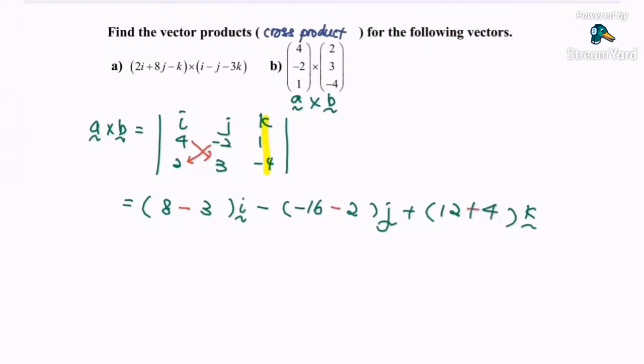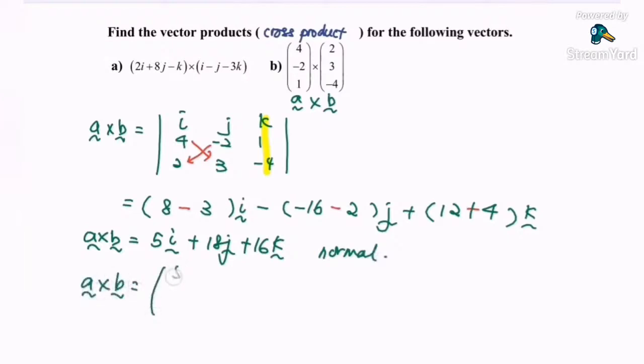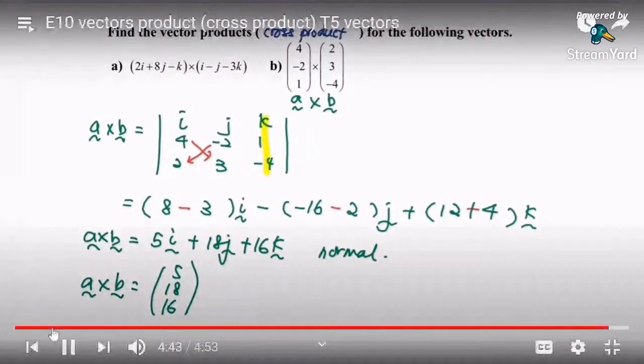So rewrite the situation. A cross B is equal to 5i plus 18j plus 16k, where we have the normal to A and B. Or we may express the situation 5, 18, 16. So here we have the situation which is normal to A and B.